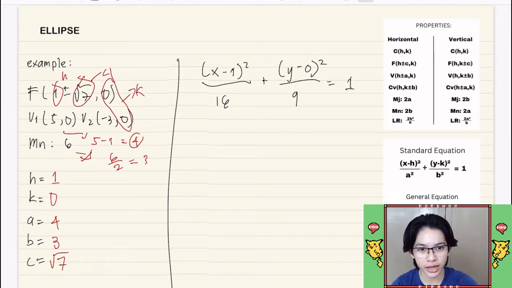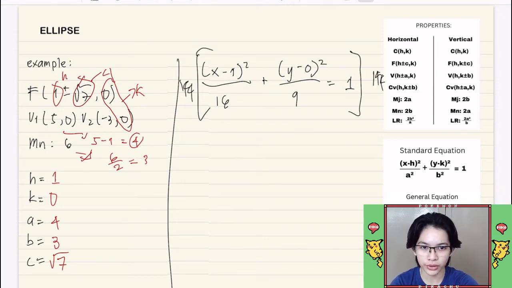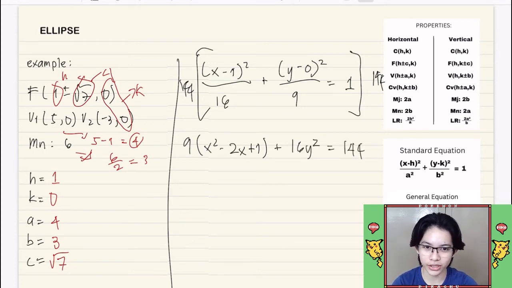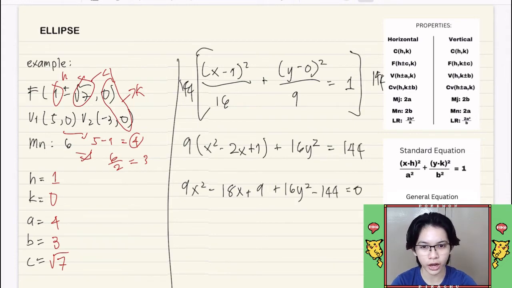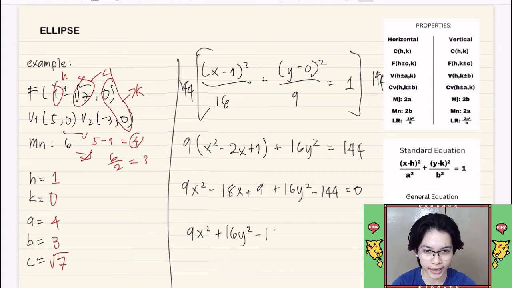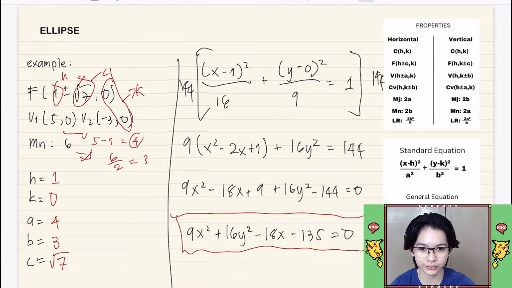We are going to multiply all sides by the LCD of a squared and b squared, which is 144, giving us 9 times (x squared minus 2x plus 1) plus 16y squared is equal to 144. Expanding the equation, it will give us 9x squared minus 18x plus 9 plus 16y squared. Then the 144 is transposed to the other side. Arranging it to the general equation, it will be 9x squared plus 16y squared minus 18x minus 135 is equal to 0. This is the final answer.